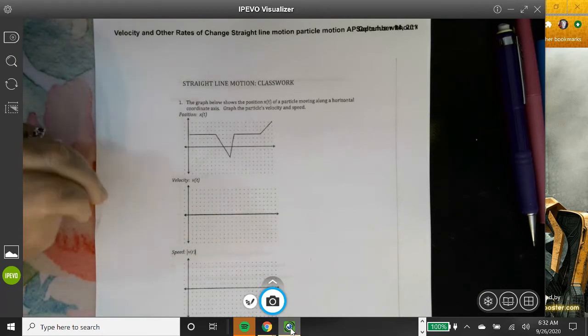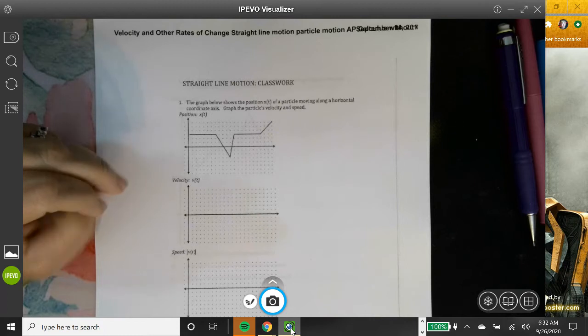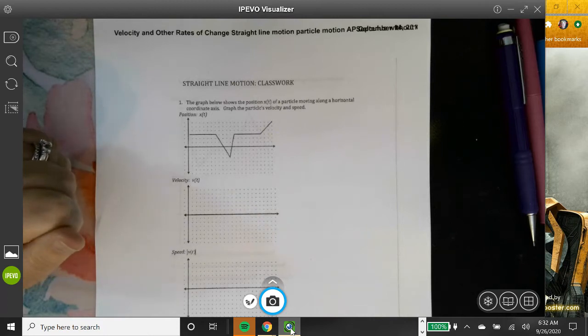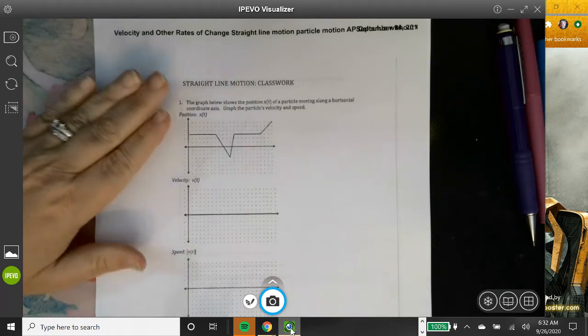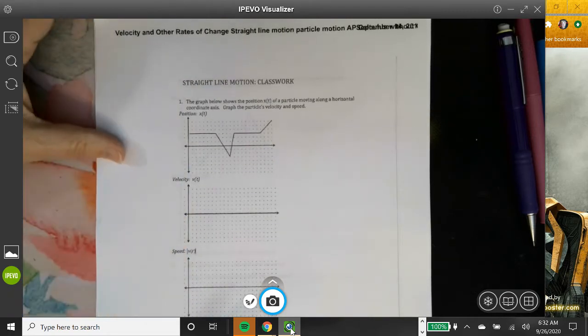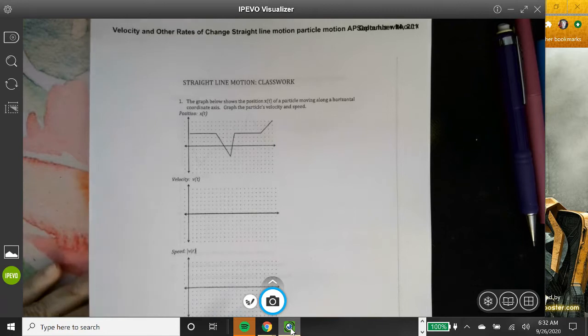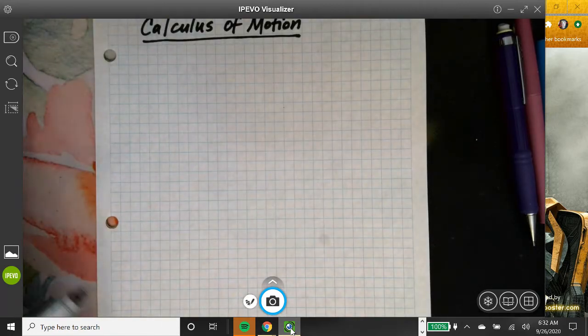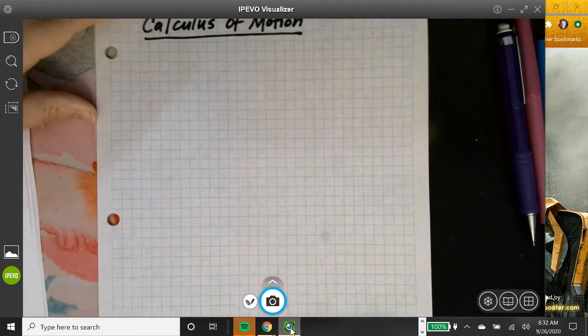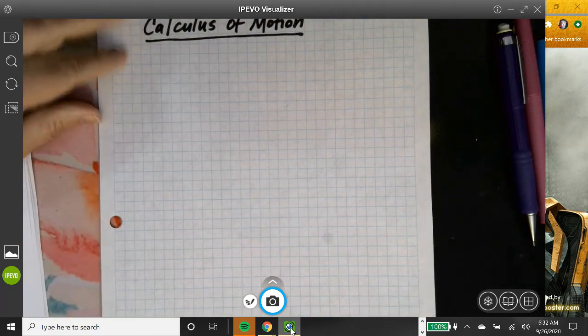It is said that Newton invented calculus in order to solve physics motion problems. So before I get started on some examples, graphically and analytically, I want to do some notes first on the calculus of motion. Okay, so let's talk about the calculus of motion.